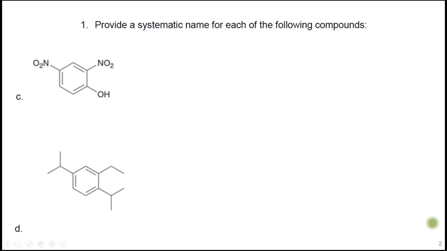To look at the naming for this one, you want to recognize there's two nitro groups and an alcohol. A benzene with an alcohol is a phenol group. And the alcohol is at carbon 1, so we number from there. Get 1 for dinitrophenol.